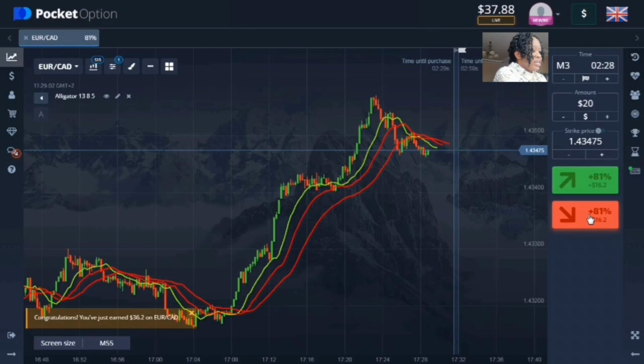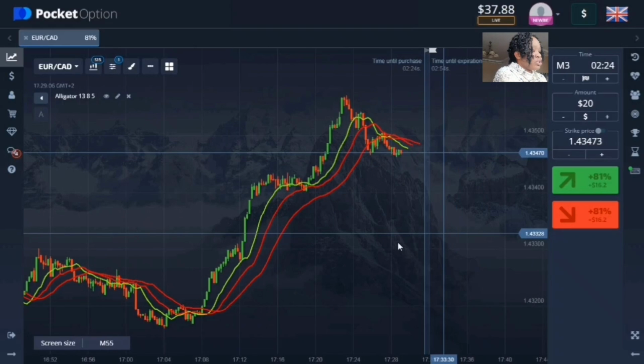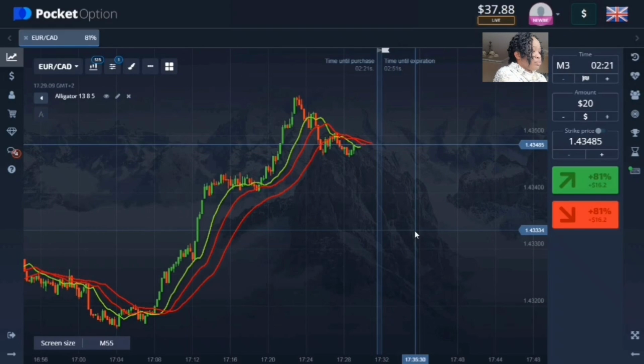Well guys, it's excellent. There was a really small roll back down and we managed to close our trade and collect profits. So let's move on to the next option.